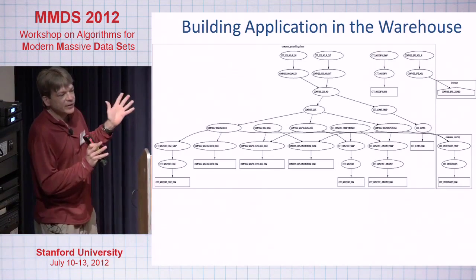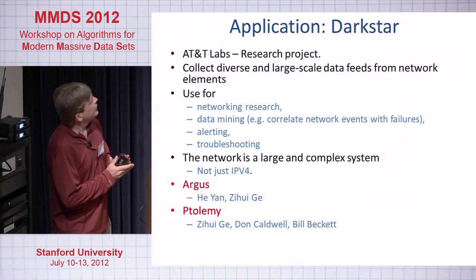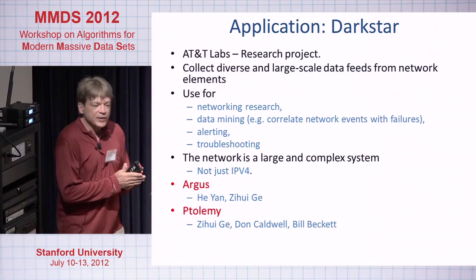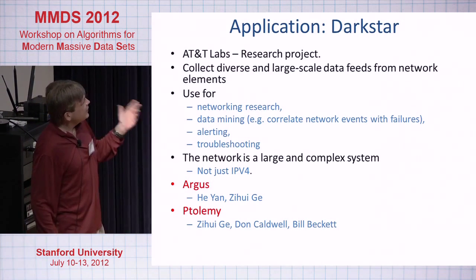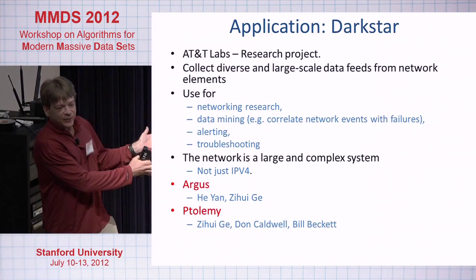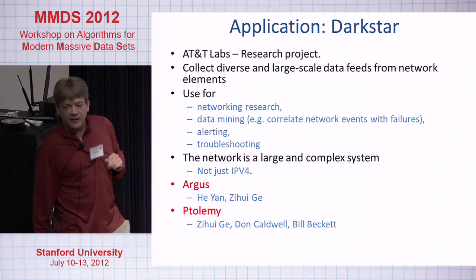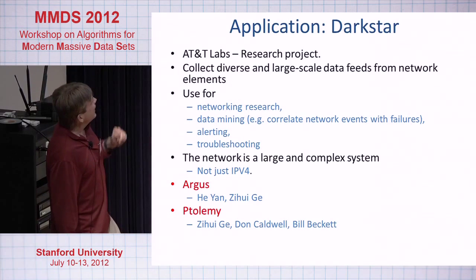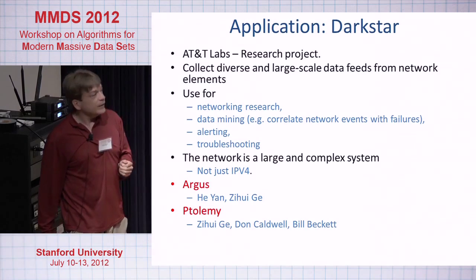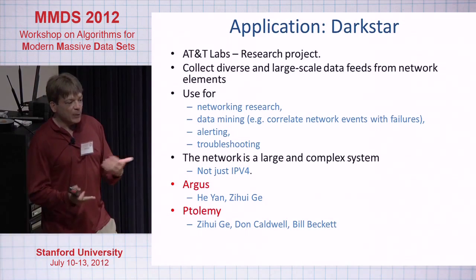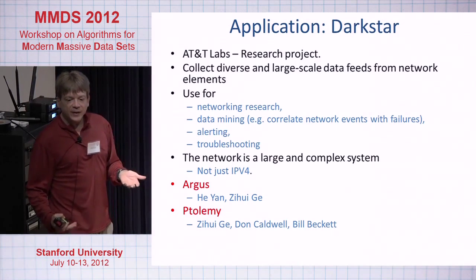So this is what the system kind of looks like. So let me talk about some applications of it. There's a number of applications of the software I've written. The easiest one to talk about, because I work right next to these people, is something called Dark Star, which is a big data warehouse within AT&T Research. And the goal of Dark Star was to collect diverse and large-scale data feeds from various kinds of network and other elements and put them all in one place for analysts to use.